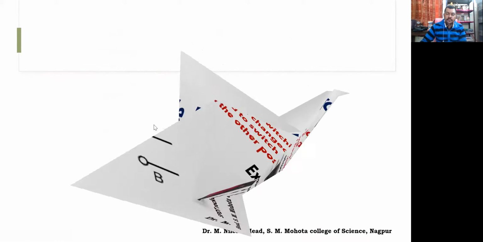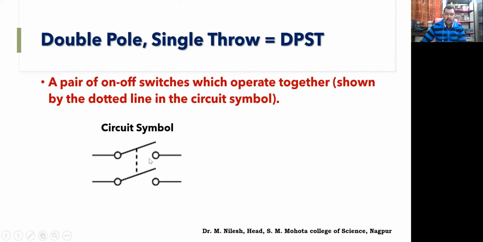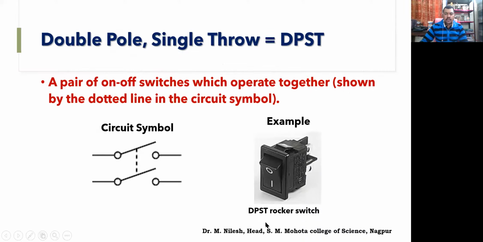Then we have another example, the double pole single throw switch, in which we have two lines and two wires. They are used to connect two circuits at a time and to break two circuits at a time, right? So this is the example of DPST, double pole single throw switch. This is a symbol of that. That is what you are expected to write.